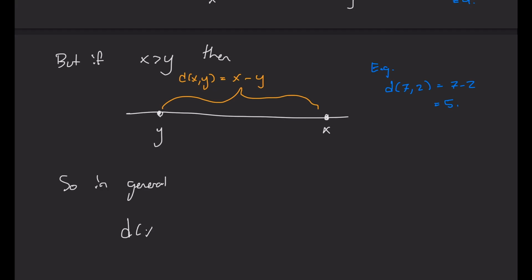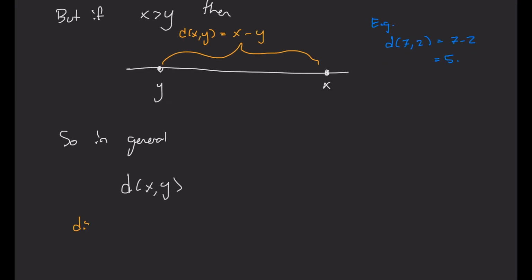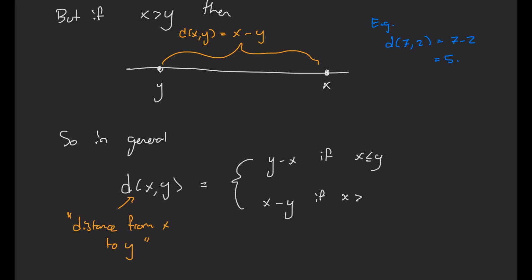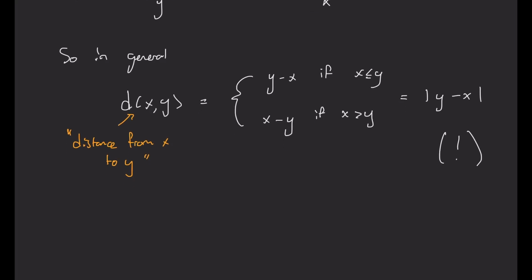Okay, so in general, let's say that d of x, y, which just means the distance from x to y, is either y minus x in the case that x is smaller than y, or it's x minus y if x is larger than y. But you might recognize this as the same thing as the absolute value of y minus x. And that's a remarkable observation. So the distance between x and y is the absolute value of y minus x. So try a few examples of numbers for yourself just to check that that is in fact the case.